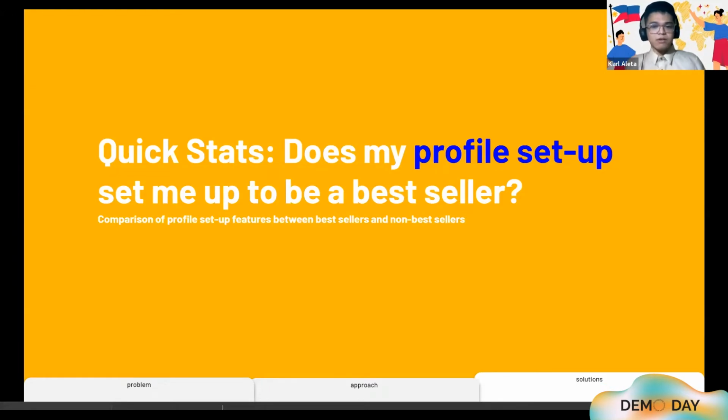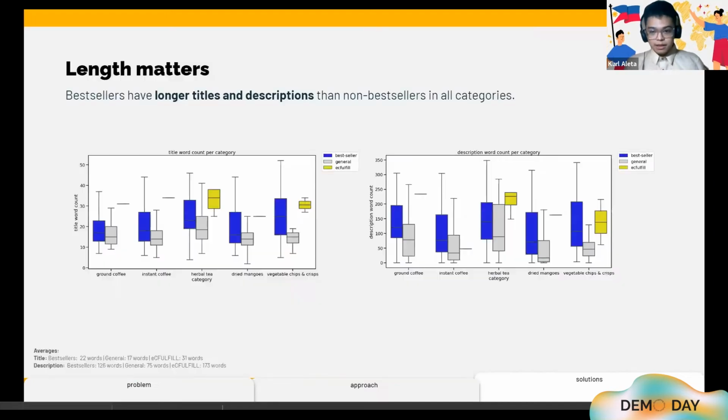Let's take a peek on how a profile setup may contribute to being a bestseller. An analysis of product title and descriptions showed that length, or the number of words and details, matters, as bestsellers have longer texts. In this aspect, Easy Fulfill listings are performing well.